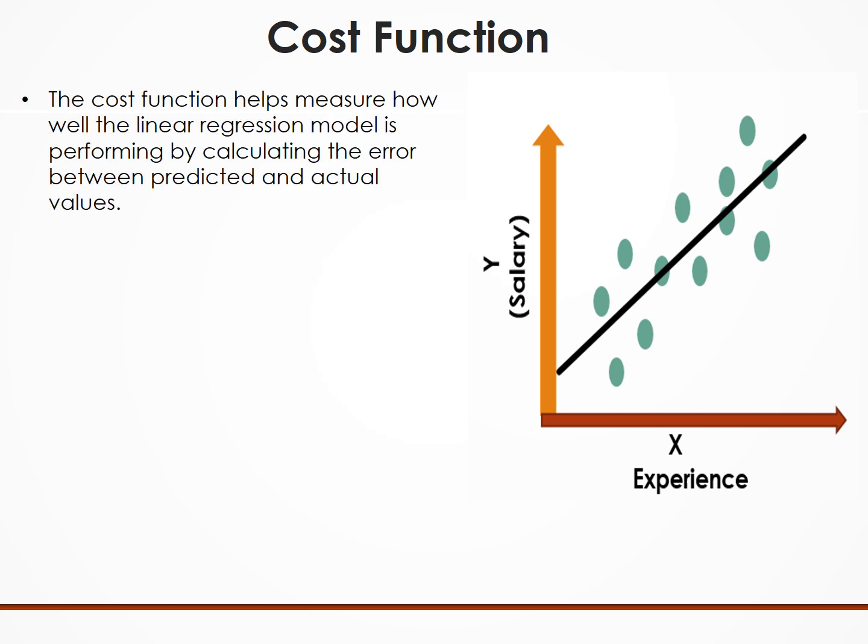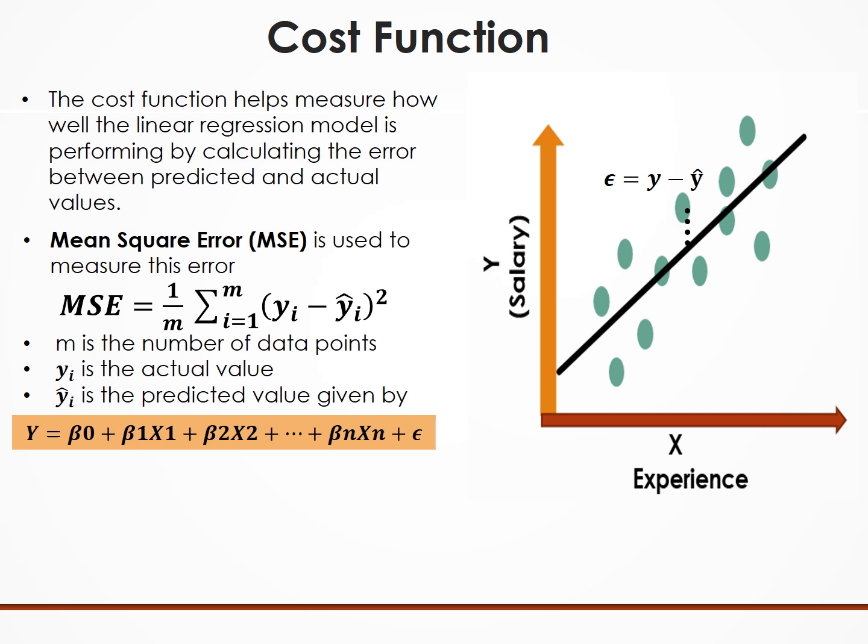Alright, so let's dive into the cost function and why it is important in linear regression. Essentially, the cost function is what helps us determine how well our linear regression model is performing. It measures the error, or the difference, between the actual values from the data and the values that our model predicts. The most common way to calculate this error is by using the mean square error formula. Here is the mean square error formula where m is the number of data points, yi is the actual value, and yi hat is the predicted value.